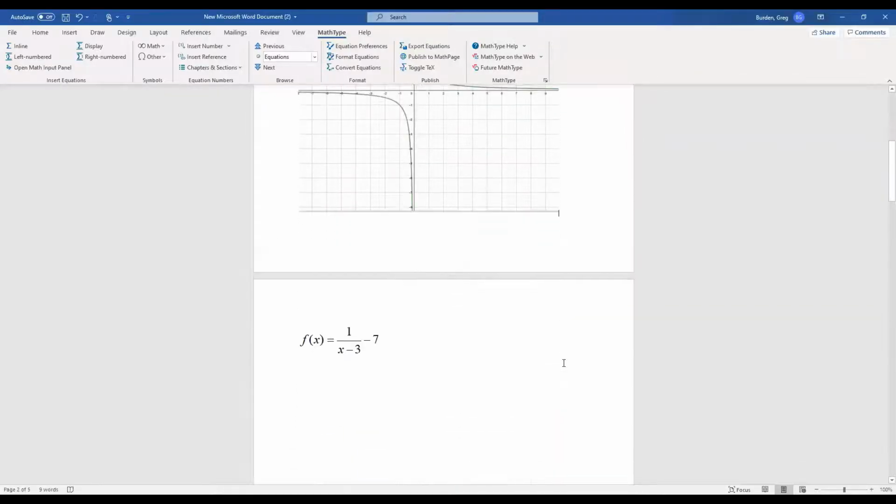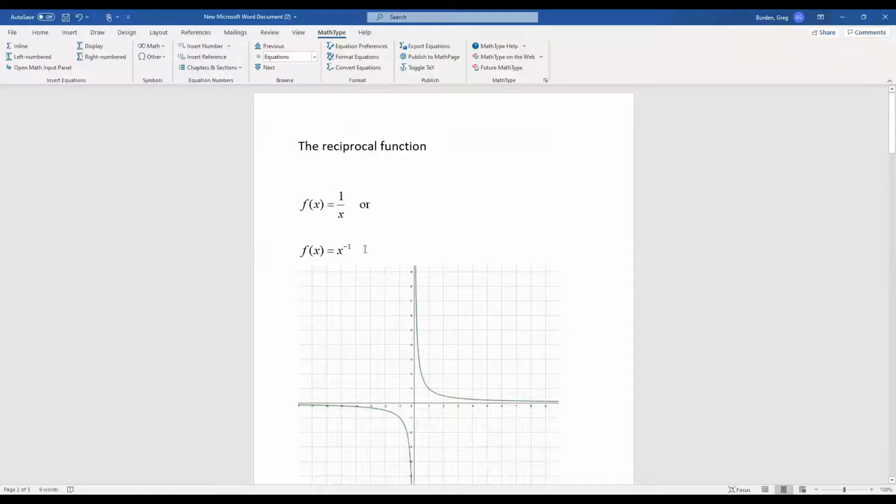I actually should have given it a different name if I'm going to refer to both at the same time. That's kind of confusing. Maybe I'll go back and just call this one y for the moment.